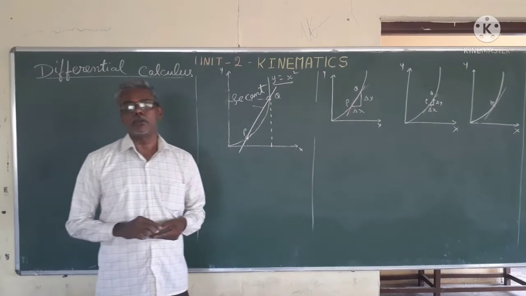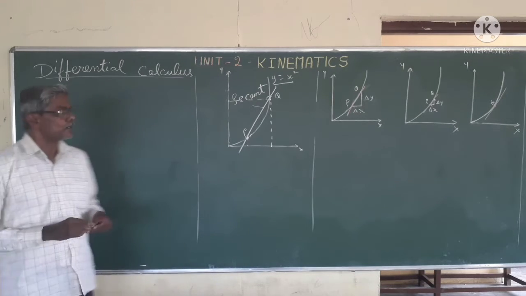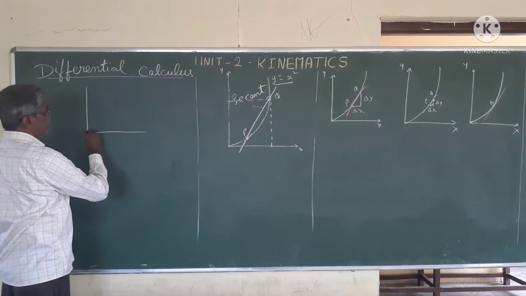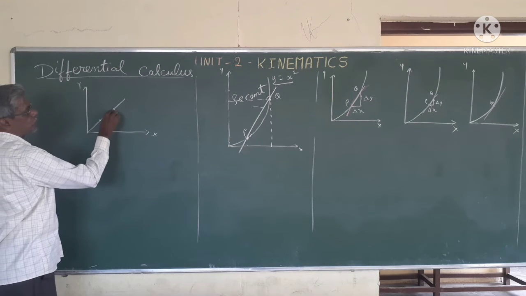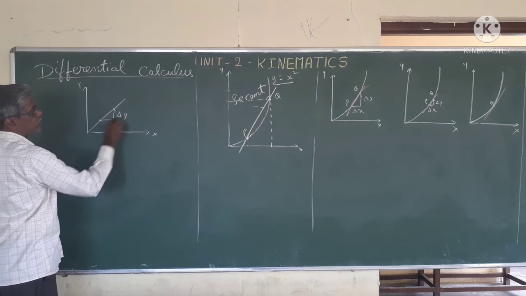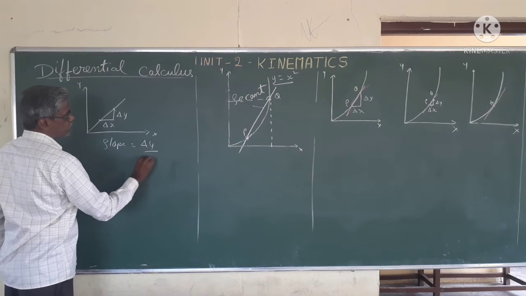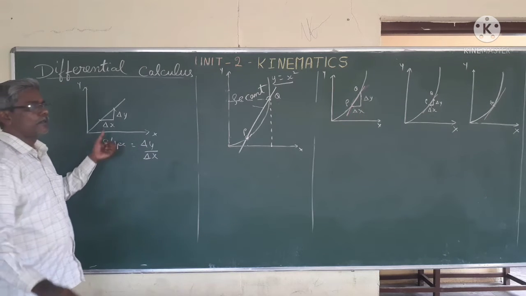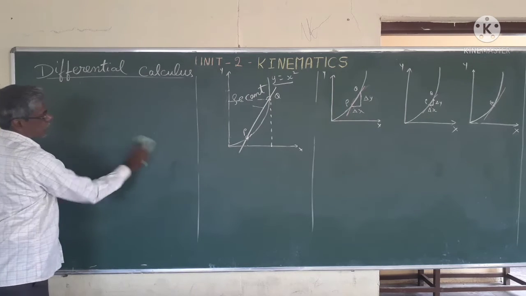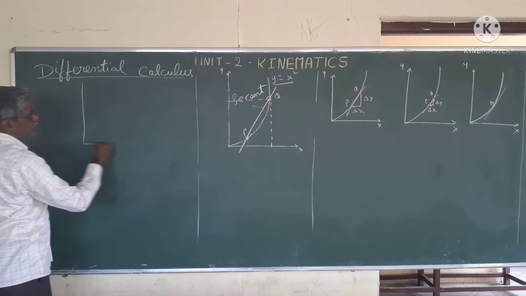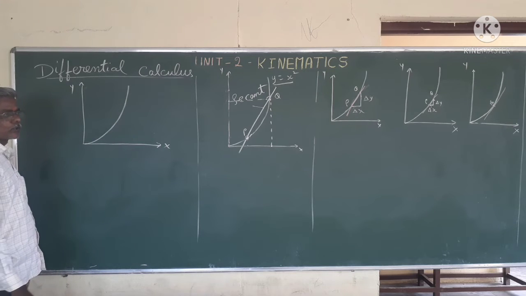How to find out the slope of a curve at a particular point P? We know how to calculate the slope of a straight line. With two points, this is delta y and this is delta x. So slope is equal to delta y by delta x. This is the way to find out the slope of a straight line. Now I want to find out the slope of a curved line. So what should I do?